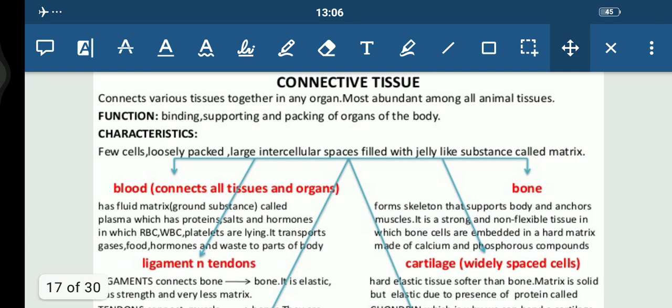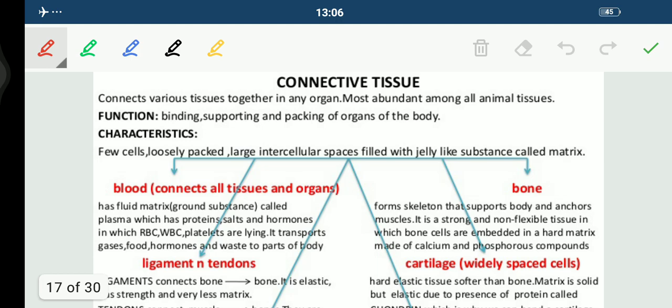Now students, coming on to the next type of tissue, that is the connective one. Connective means something like connect. So connect what? Here it connects various tissues together in any organ, right? It is the most abundant among all animal tissues. The function of connective tissue is binding, supporting and packing of organs of the body.